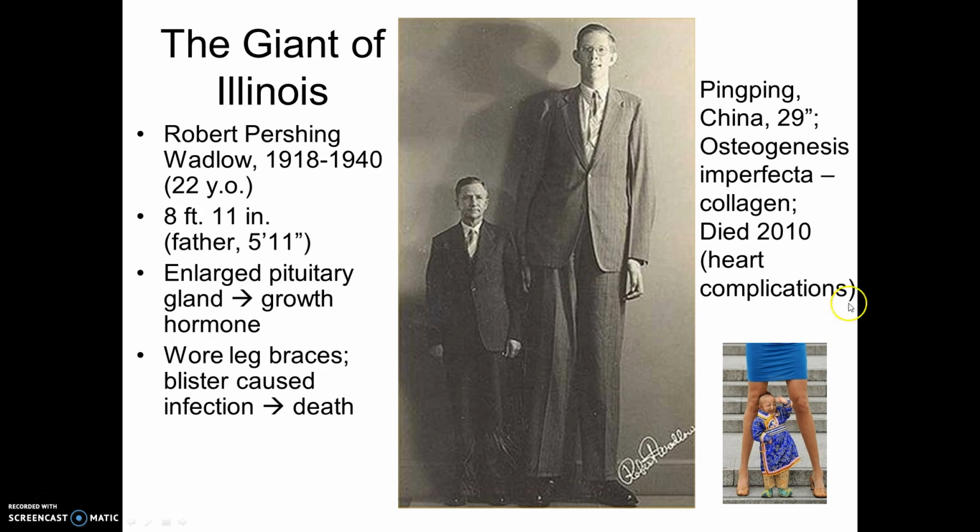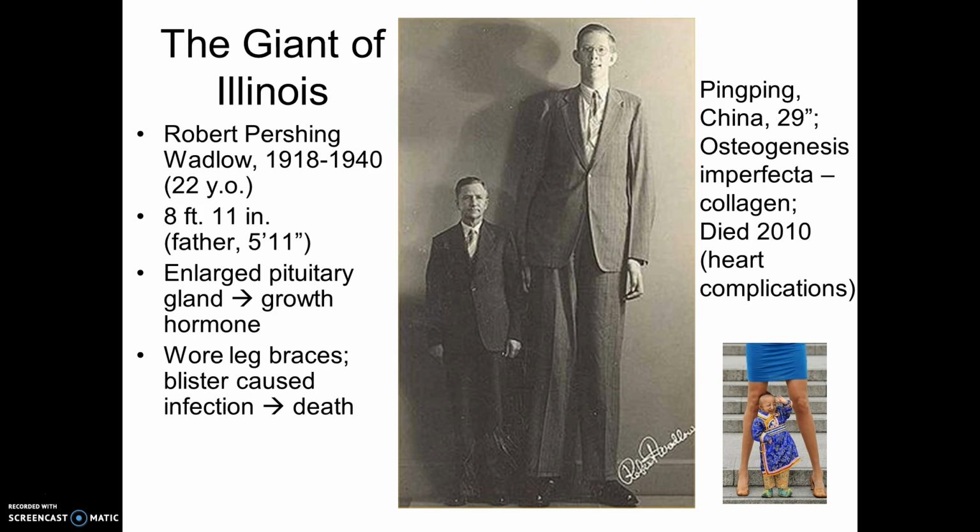All right. The shortest person in the world was Ping Ping, who's no longer living, at 29 inches tall, and he lived to about age 20. So you can see by comparison to the woman here, he's about knee height. And his condition is osteogenesis imperfecta, and there are 7 types. This is referred to as brittle bone disease. 7 types of this sort of disorder.